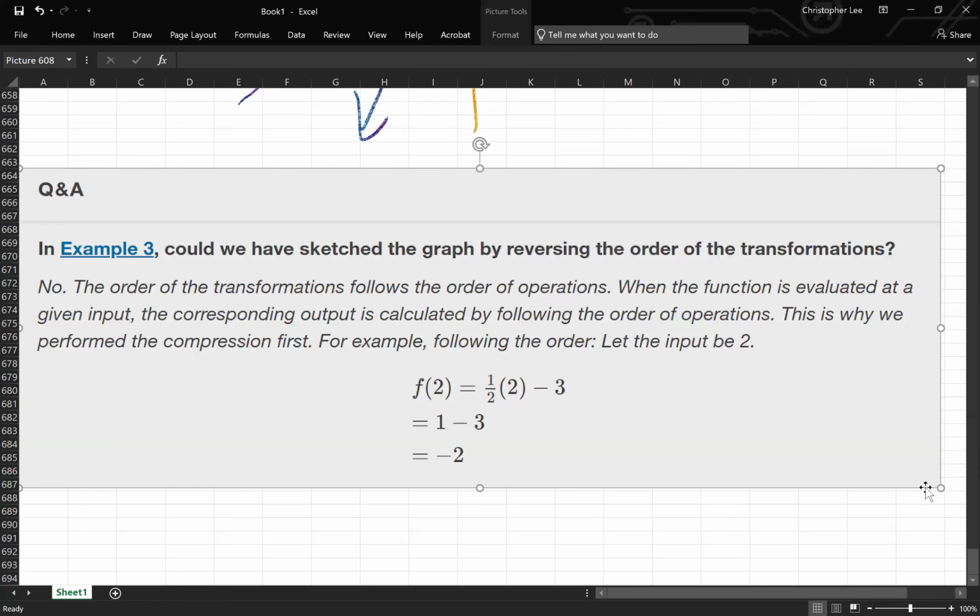All right. So could we have sketched a graph by reversing the order of the transformation? No. The order of transformation follows the order of operations. When the function is evaluated at the given point, the corresponding output is calculated following the order of operations. This is why we perform the comparison test. For example, let the input be 2, right? So f of 2 is equal to 1/2 times 2 minus 3, 1 minus 3, and then -2.